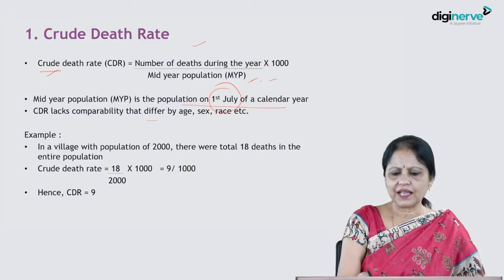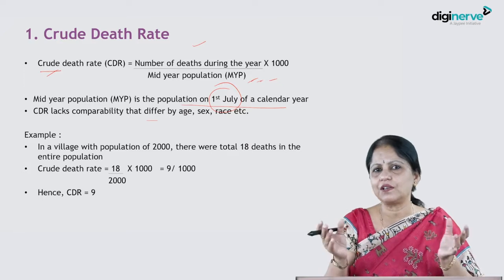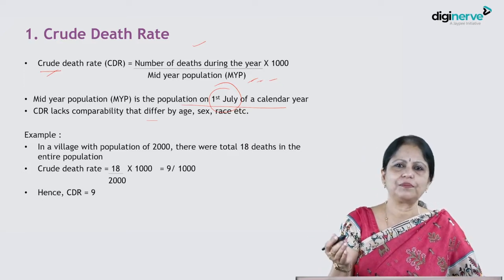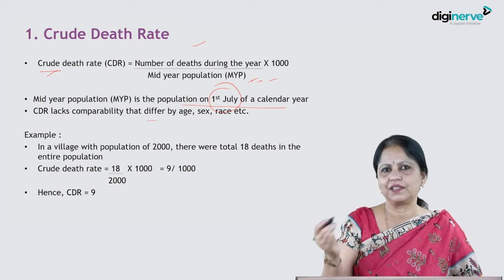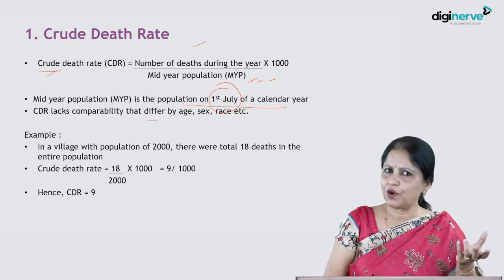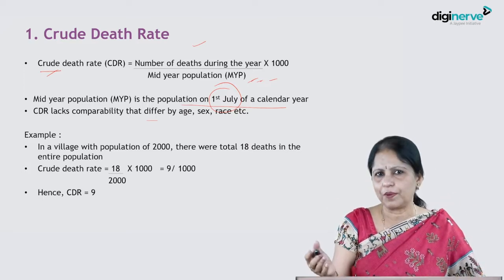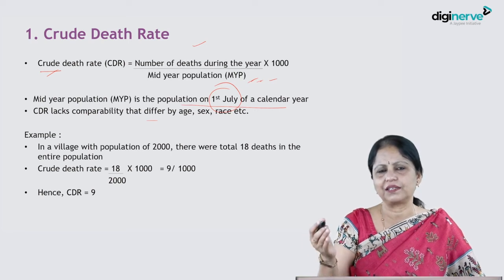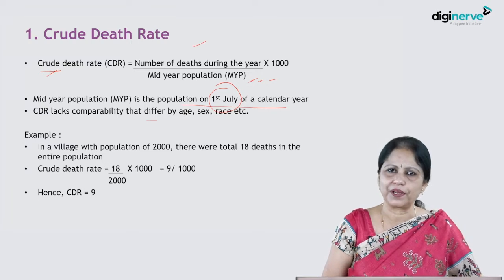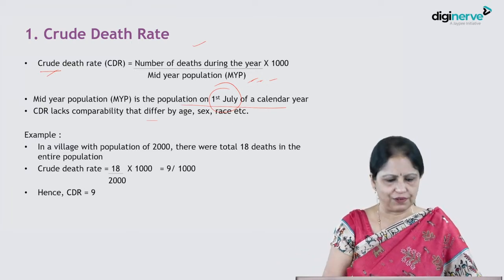This lacks comparability. We cannot compare the crude death rates of two populations. Why? Because the population structure and pattern may differ in the two populations we are considering. One may have more elderly, so their death rate may be more. One may have a younger population which is not dying at that rate. So these two crude death rates cannot be compared. Hence we go into other advanced types of death rates which I will discuss.